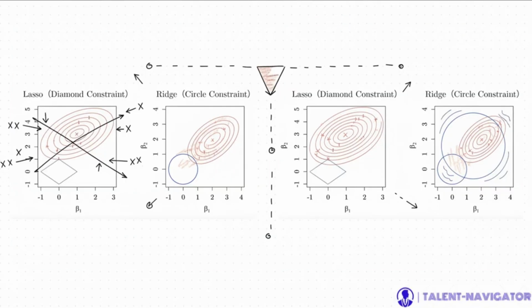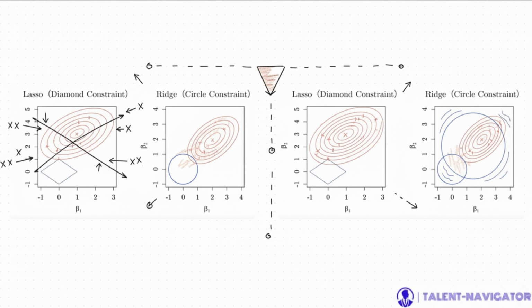Okay, this is super cool. The secret sauce for why lasso is so good at this is all in the geometry. So imagine the best possible model is at the center of those red ovals. But lasso forces the answer to stay inside that blue diamond shape.